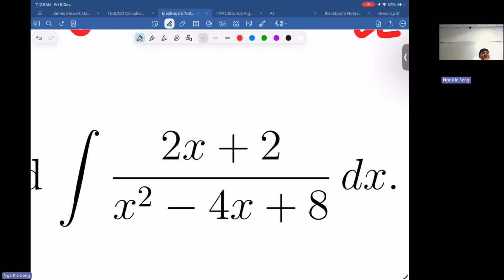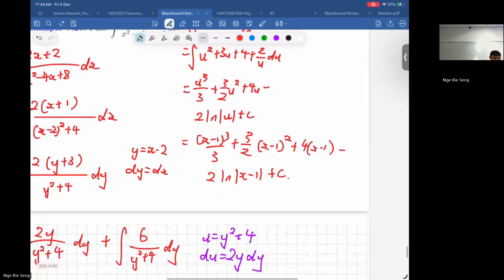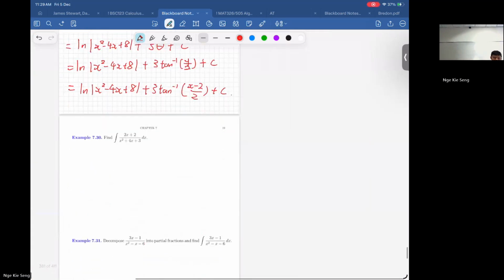You want to try yourself? You should try. Okay, because they are inverse of each other. So if you differentiate the ln plus tangent inverse, you should get back this fraction here. All right. Should we continue? Let's continue.